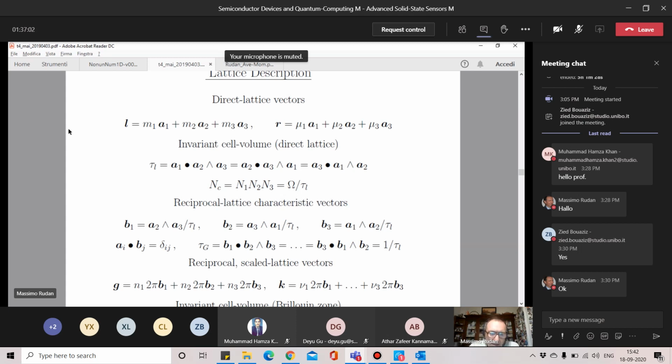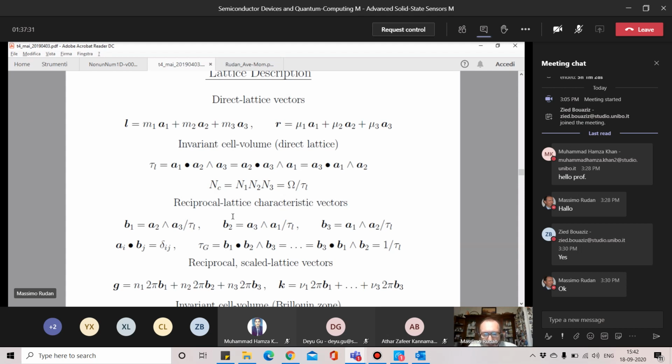Actually, the answer is we cannot do it in general, because the characteristic vectors A1, A2, and A3 are not mutually orthogonal. Only in the case where they are mutually orthogonal can we simply take the modulus of B1 equal to the inverse modulus of A1 and so on. But in the other cases, we cannot, and we shall see an example in a second. Okay.